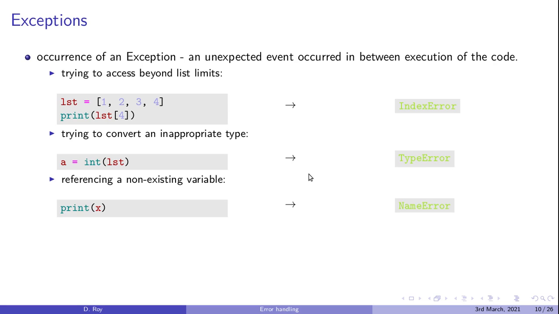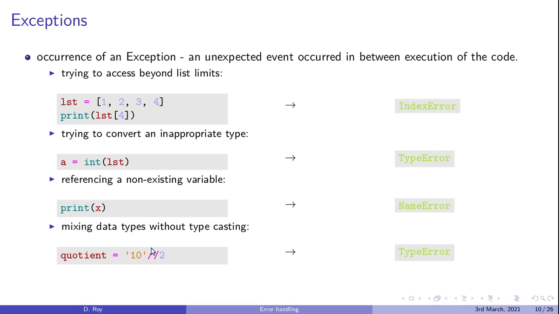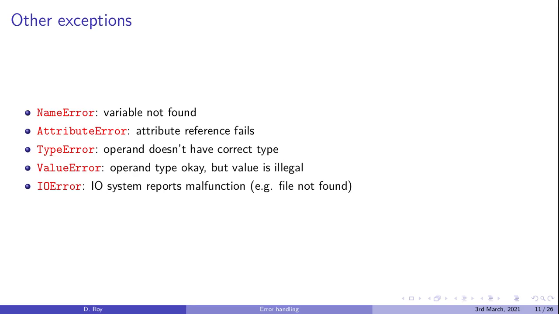The third type of exception that I hope you have already received is when we try referencing a non-existing variable. So, if I do not have a variable defined called x, and I try to print the value stored in x, it will give us an exception called name error. And if I try to mix data types for some operation, for example, here I want to get the quotient after dividing the string 10 by the integer 2, it will give us a type error. Here the erroneous statement is here, it should be 10, not string 10.